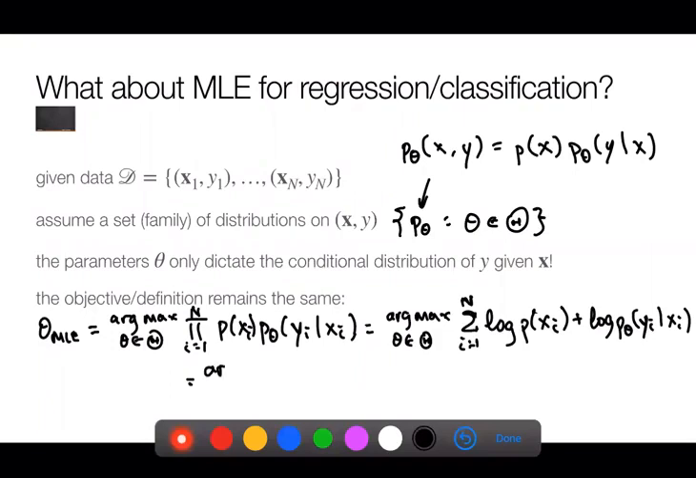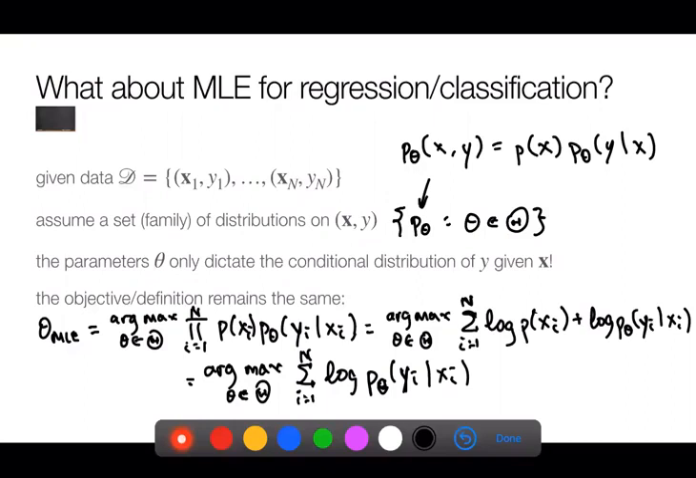I have argmax over theta of just the sum of conditional probabilities, so log p theta of yi given xi. That's the final thing that I'm going to be working with: I'm going to try to find a set of parameters that maximize the log probability of my outputs given my inputs.